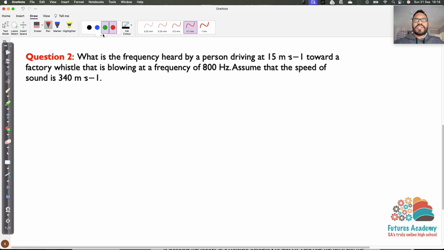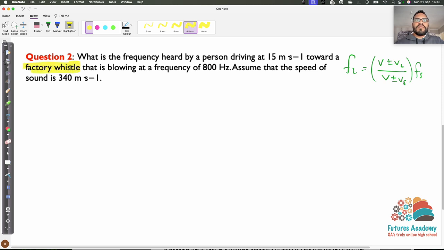Let us start once again with our Doppler effect equation, right? So I'm going to list it over there. The frequency of the listener is equal to, open bracket, V plus or minus VL over V plus or minus VS, multiplied by the frequency of the source. Now, in this particular case, the person is driving towards a factory whistle that is blowing at a frequency of 800 hertz, right?